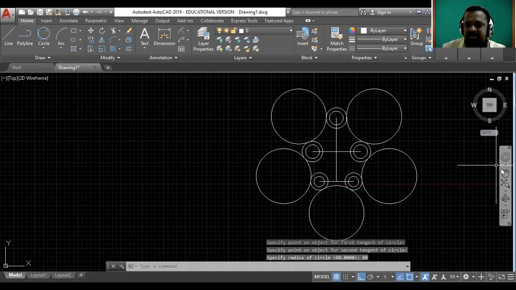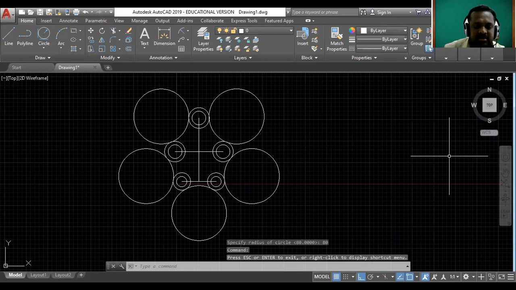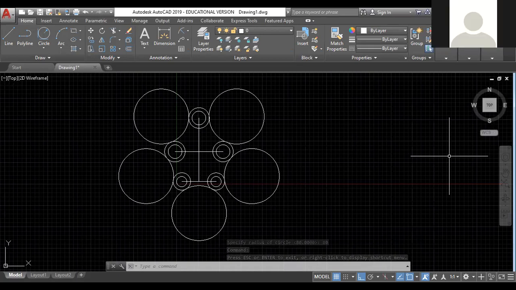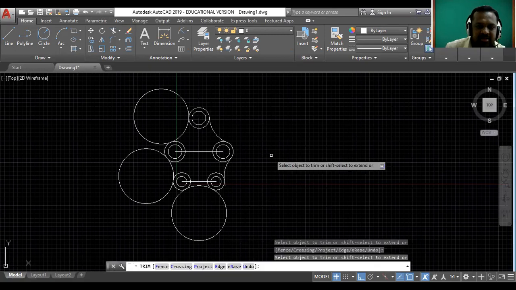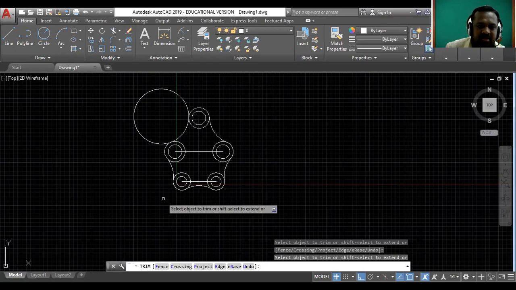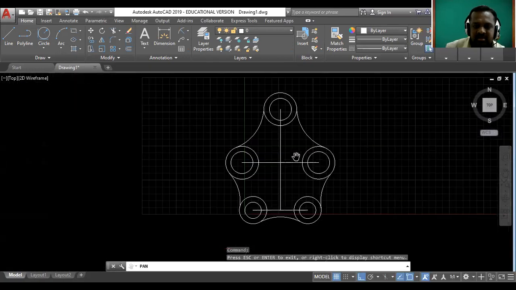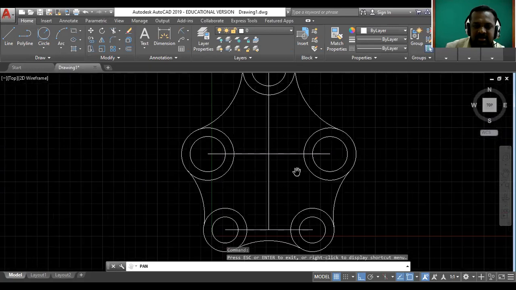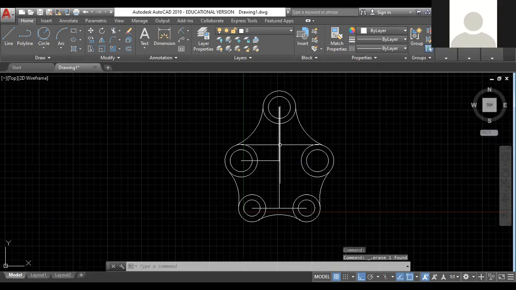So what will be the next step? Yes, trim the unwanted part. Then I have to trim the unwanted part, just pressing TR, double enter. See here, this is not required. Again, it is not required. Again, it is not required. Again, it is not required. Now check. It is correct. Then delete the helping lines.